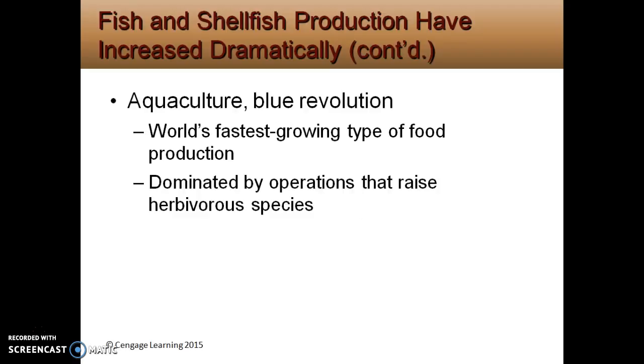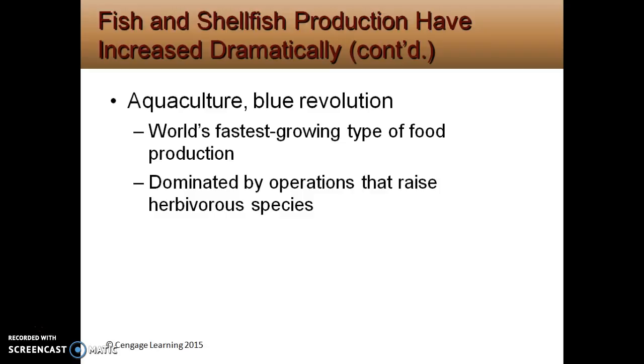Aquaculture is a newer term that's coming up. The old textbook actually didn't have the blue revolution in there. We talked about the green revolution, which is increasing our crop production. But now the blue revolution is aquaculture. This is the world's fastest growing type of food production. It's a new niche that people are getting into. It's dominated by operations that raise herbivorous species, which means species that do not need a meat source for their food. So they're at that primary consumer group if you're looking at our trophic levels.